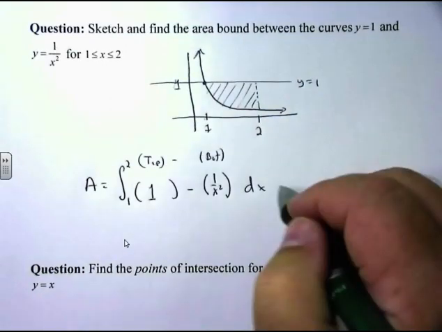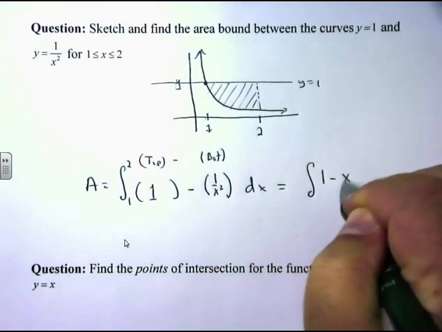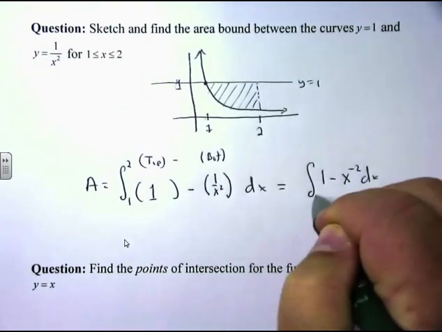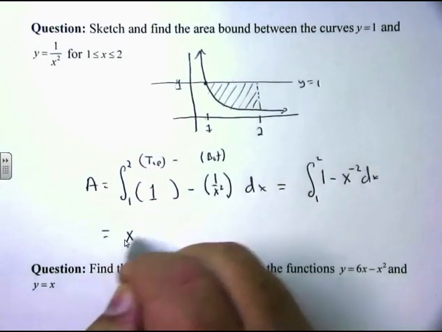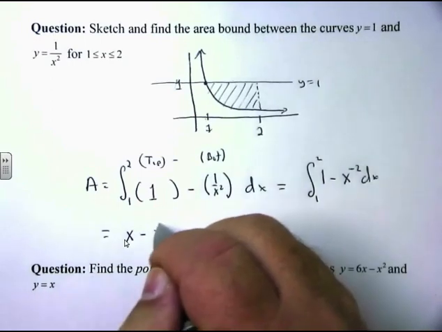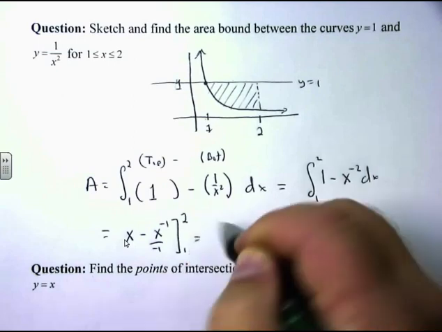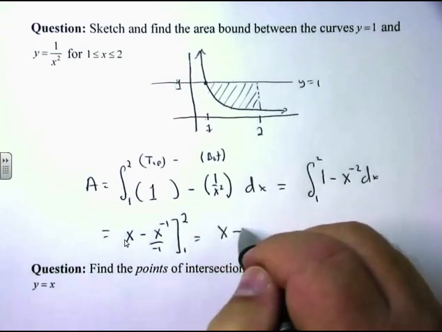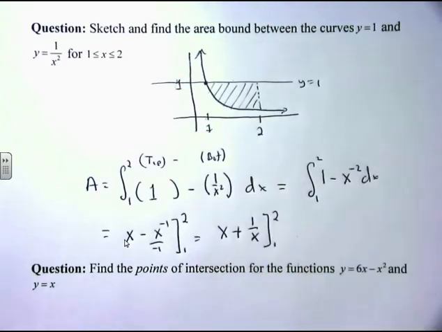So we're going to clean this up to integrate this guy. This would be the integral of 1 minus x to the negative 2 dx from 1 to 2. Basic forms here. Integral of 1 with respect to x is x, minus the integral of x to the negative 2, which is add 1 over add 1, x to the negative 1 over negative 1, evaluated from 1 to 2. So this would be x minus, a minus makes it a plus, 1 over x when you clean them up, evaluated from 1 to 2.